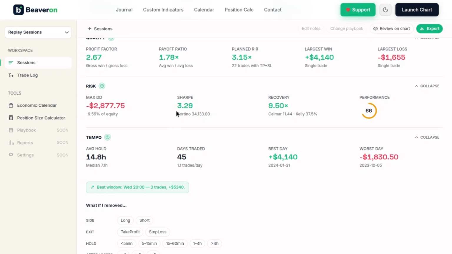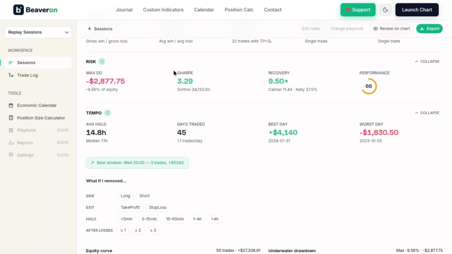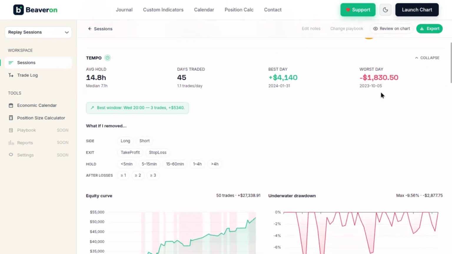Our Sharpe ratio is 3.29, so I believe that's pretty decent. I'm not 100% sure on exact statistics. I know green just means it's decent. Recovery, 9.50 times. It says our overall performance so far is 66, I guess, out of 100. I don't know how they calculate this in their backtests.